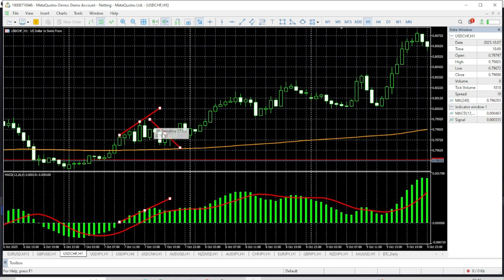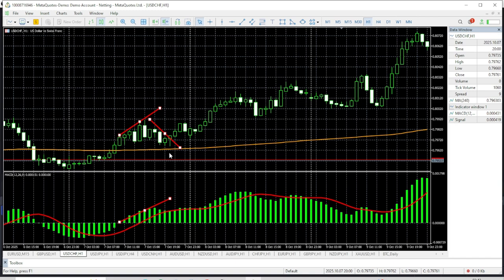There has to be a pullback. Of course, on the price chart, you are going to see a form of pullback, and this pullback must not touch the EMA 240. If it does, that means we are going to start counting again. So no rejection candlestick. We must not have rejection. Once the candlestick touches the EMA 240, the formation is rejected.